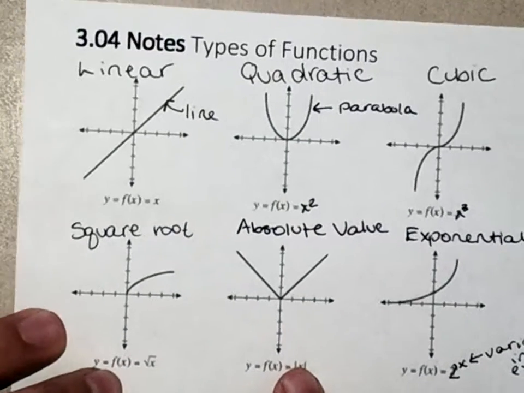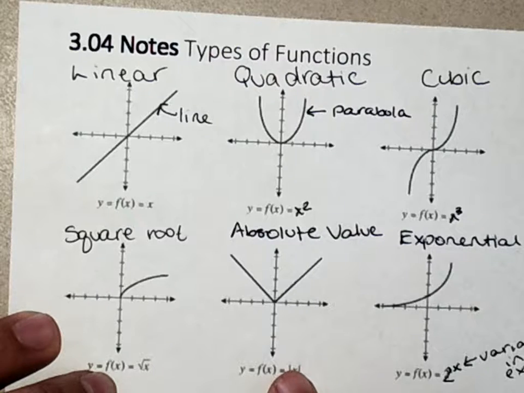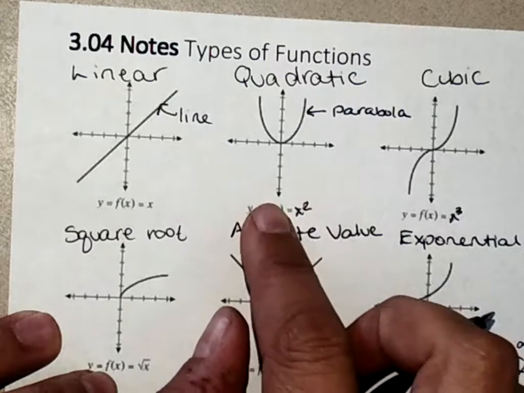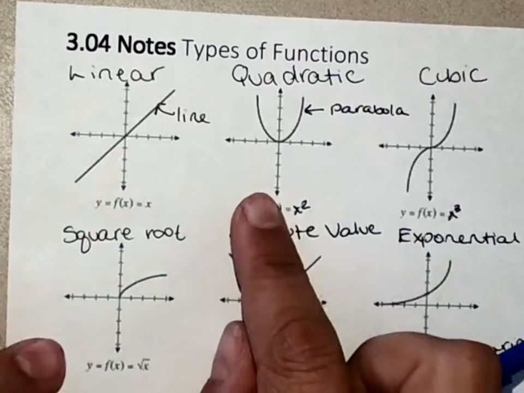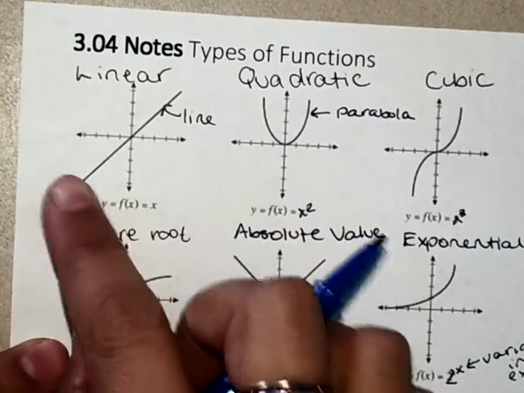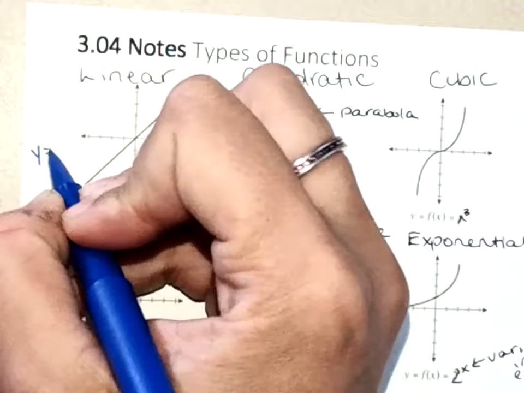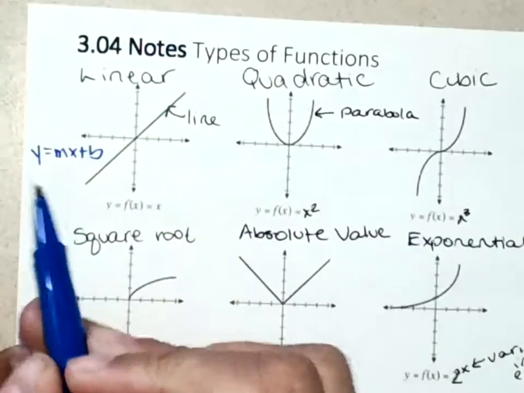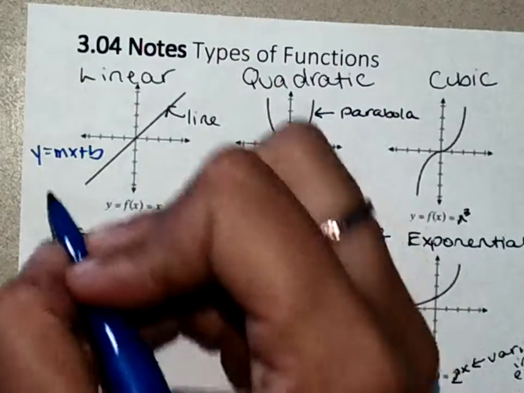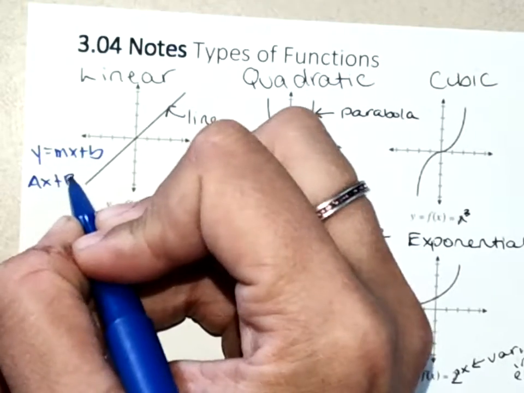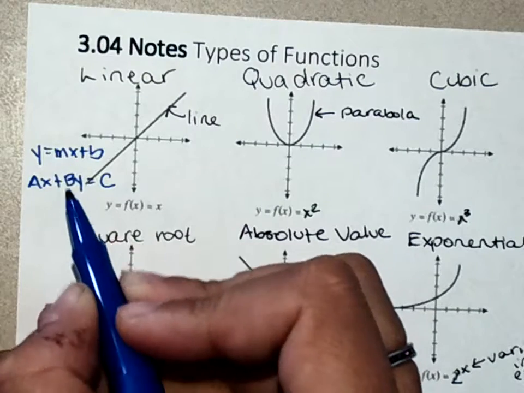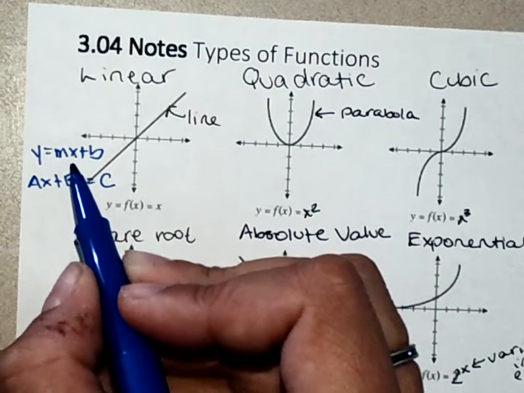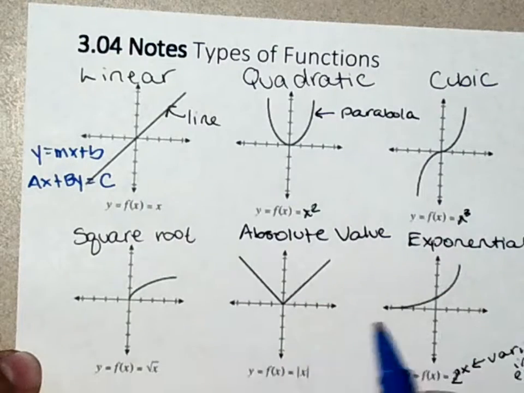So now we're going to talk about the vertex form of each of these functions, or at least for a few of them. So the vertex form of a function is a form that shows us the vertex. So just like we have y equals mx plus b, we call that the slope-intercept form of a function. And ax plus by equals c, we call this the standard form of a function. These both create lines, they're just in different formats. It's the same for every function.